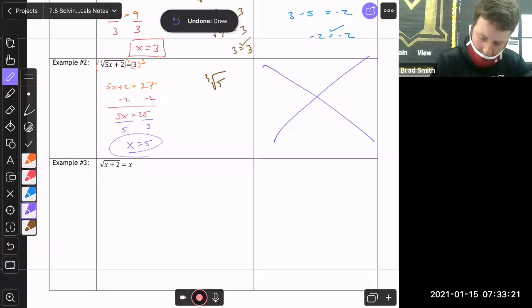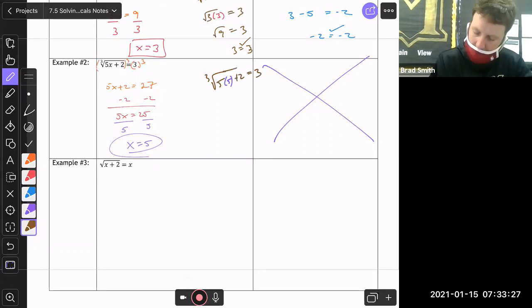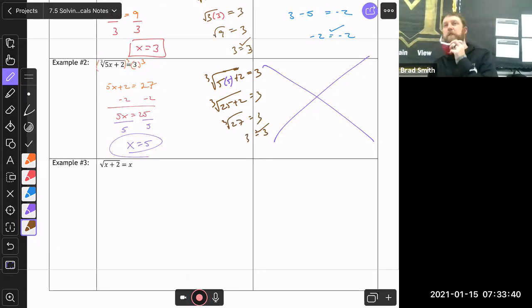Extraneous just means, it's there, but it's not. Well, let me finish this and then I'll talk about it. So I got the cube root of 25 plus 2 equals 3. Cube root of 27 equals 3. 3 equals 3. So you can always check these. That's why I like solving. You can always check to make sure you got it right. So no excuses for not getting things right.